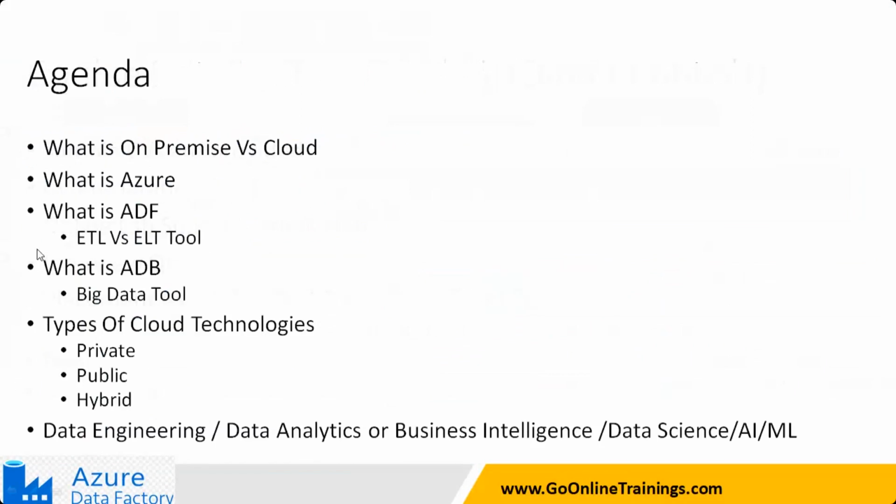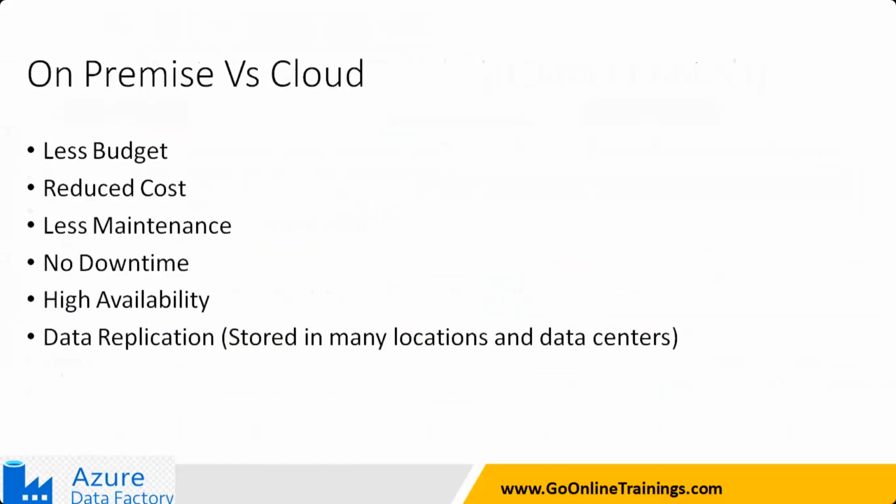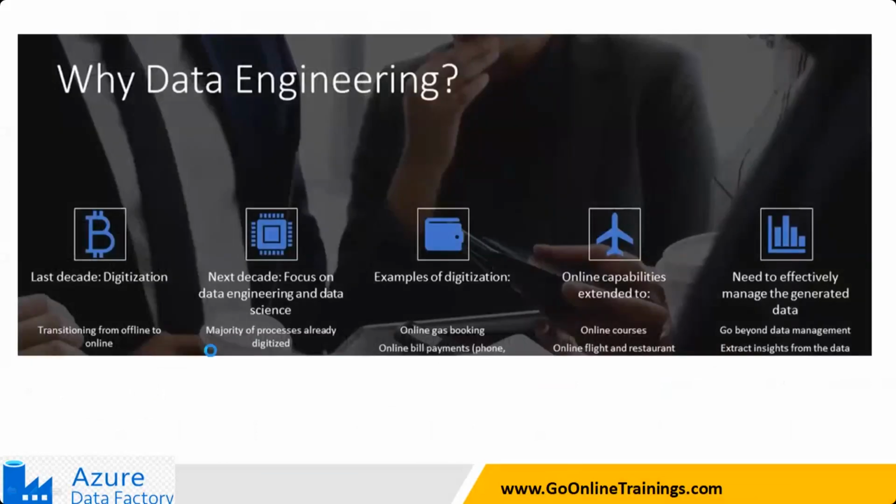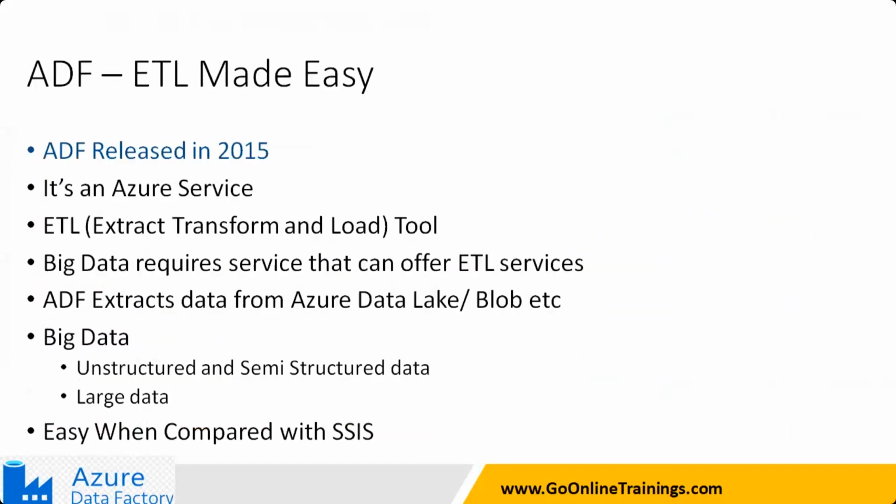So we discussed what is big data, what is ETL, what is ELT. Tomorrow I will discuss the types of cloud, and we'll continue in tomorrow's class. On-premises versus cloud, I was talking about this. So cloud means less budget, reduced cost, less maintenance, no downtime, high availability, data replication. All these things are advantages of the cloud, right?